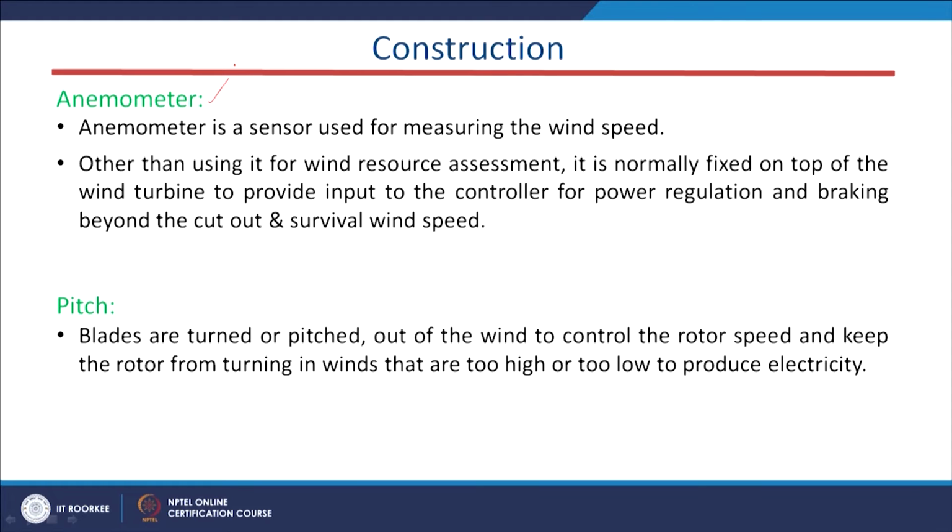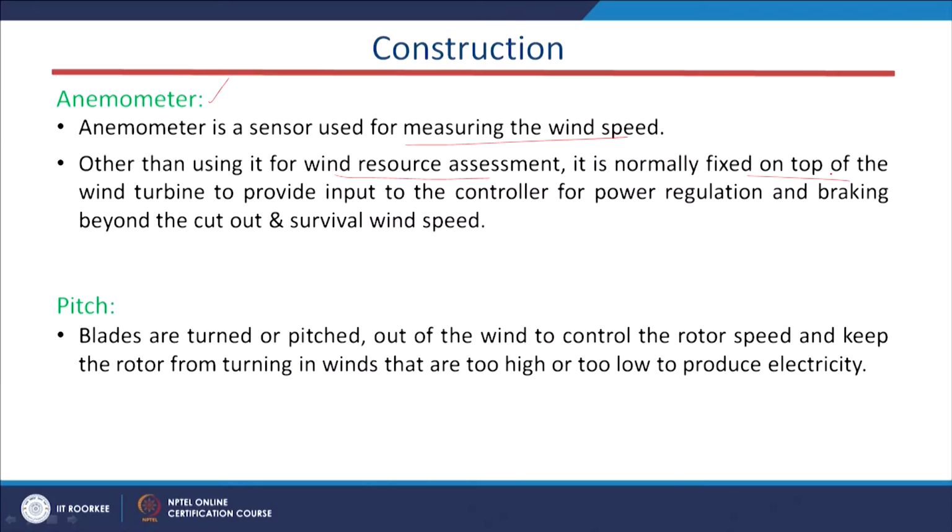Now, this anemometer is also there. It is basically a sensor which measures the wind speed. Here it is, it measures the wind speed, and it is used for our controlling purpose only. It is a feedback to the controller, and for wind resource assessment it is normally fixed on the top of the wind turbine. This anemometer is basically mounted on the top of the wind energy system tower, and provides input to the controller for power regulation and braking beyond the cut out and survival wind speed.